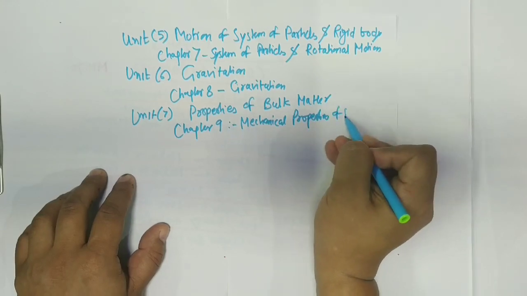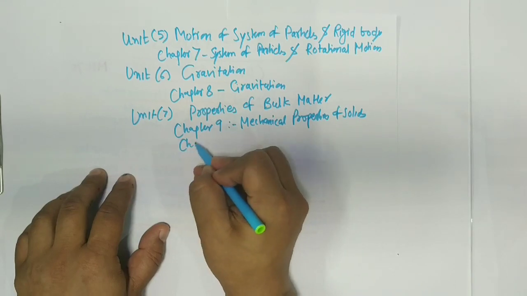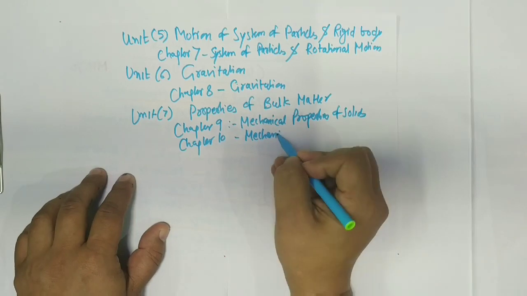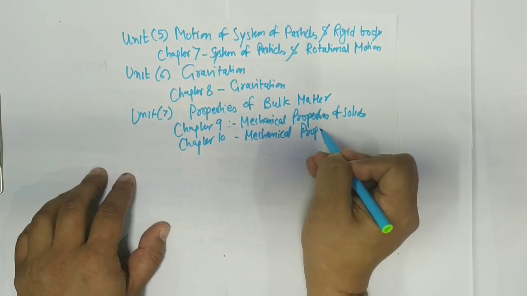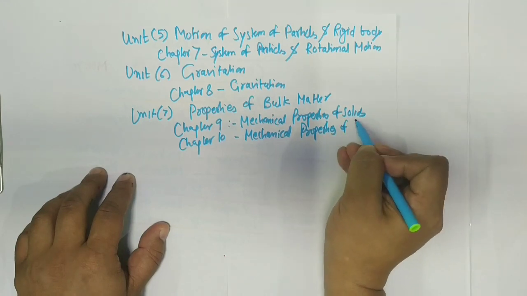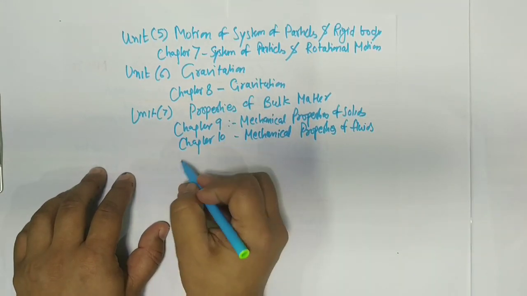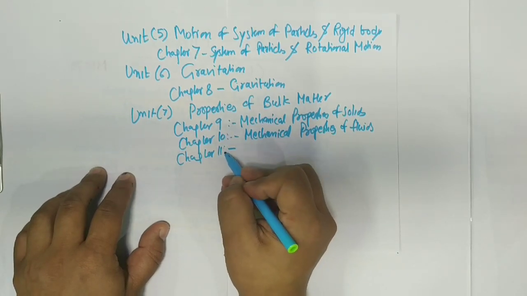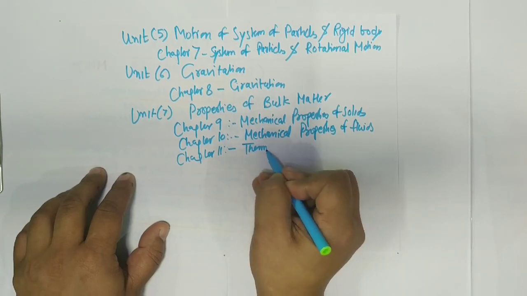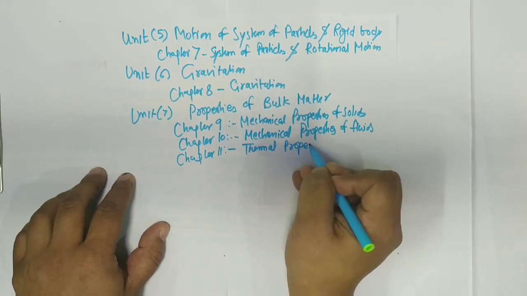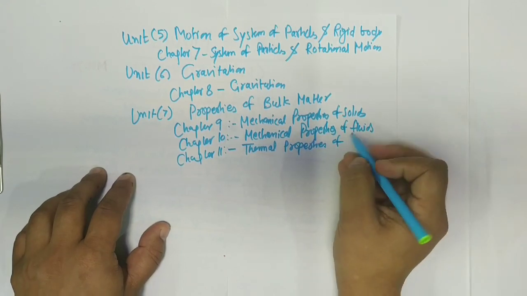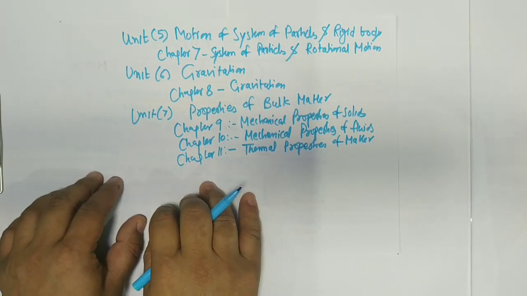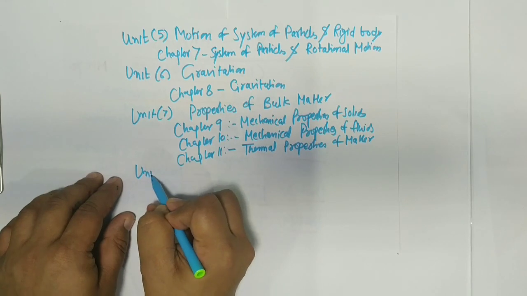This is the 9th chapter. Chapter number 10 is the mechanical properties of fluids. And then chapter number 11 is thermal properties of matter. So this is properties of bulk matter. I think it's one of the biggest units of class 11. So that is unit 7, then unit 8.